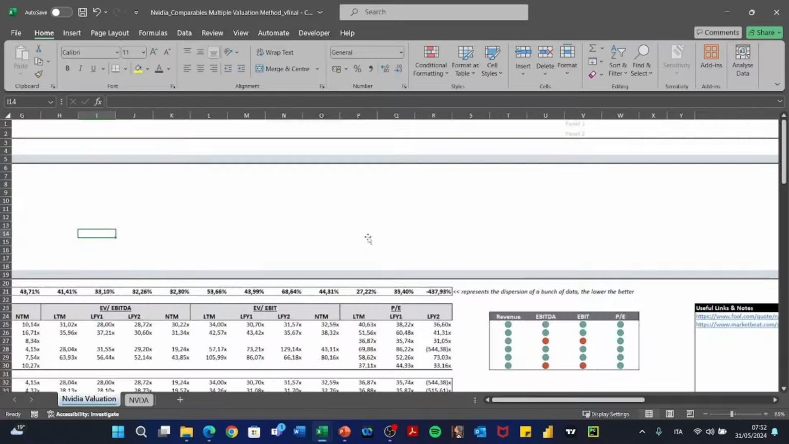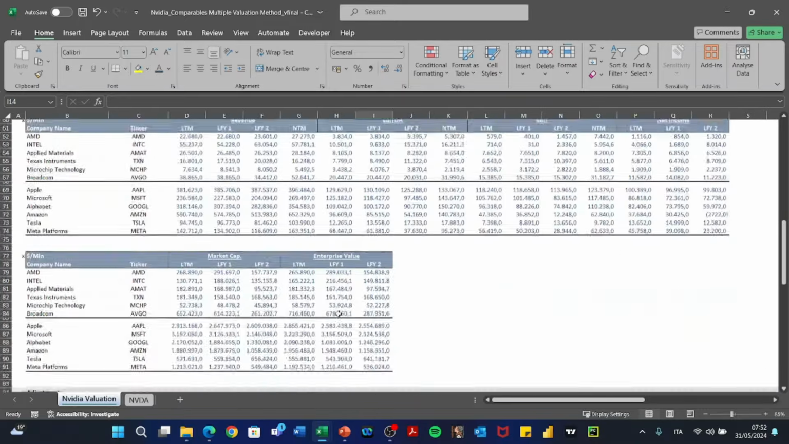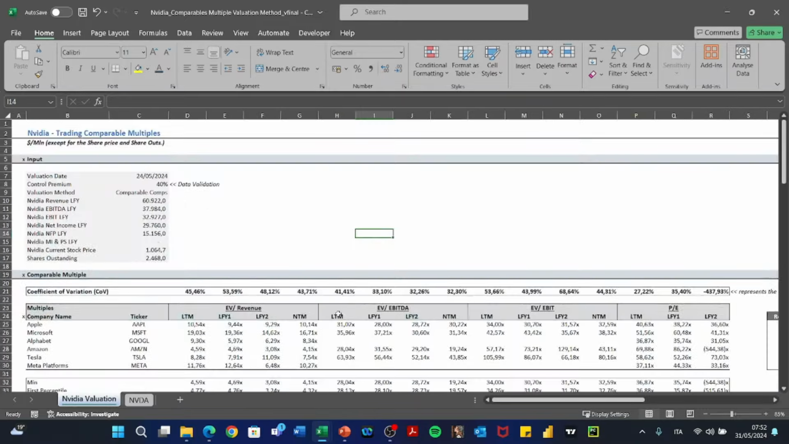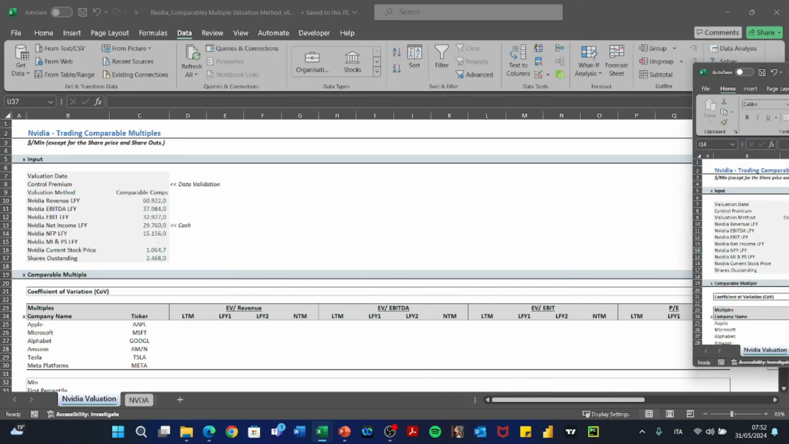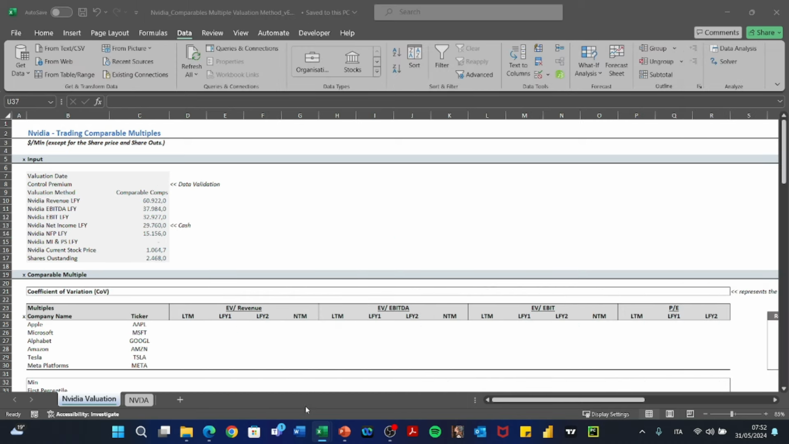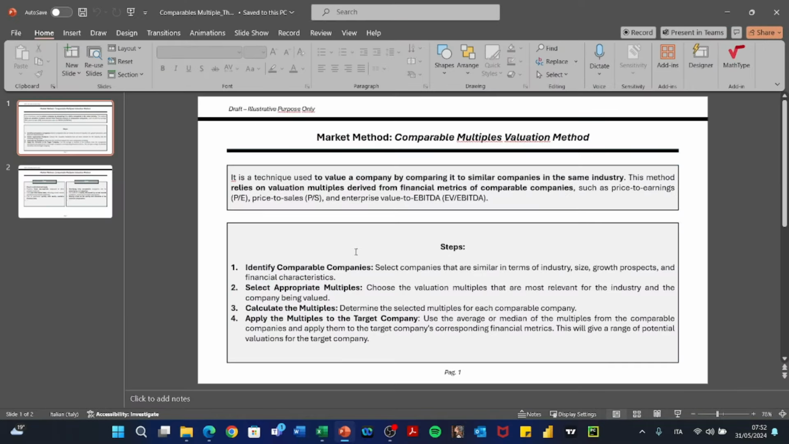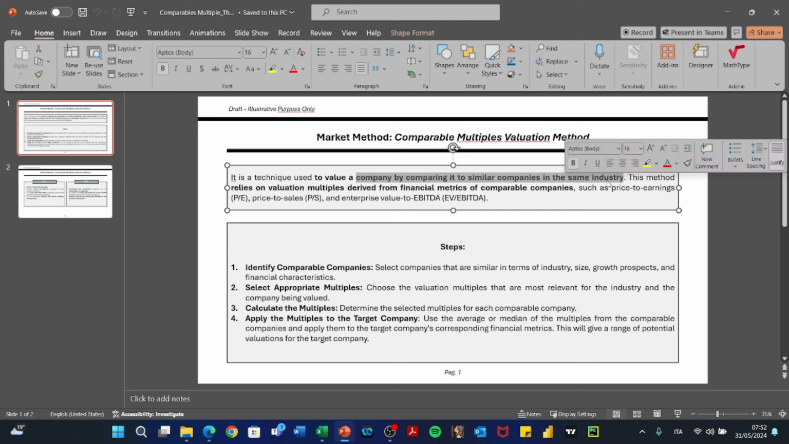So this is the final model. We're going to build it from scratch, but before building it, I would like to give you a quick explanation about the theory behind this method. If you don't like this part, obviously you can skip it if you already know the method. Otherwise, the comparable multiple approach is a technique used to value a company by comparing it to similar companies.